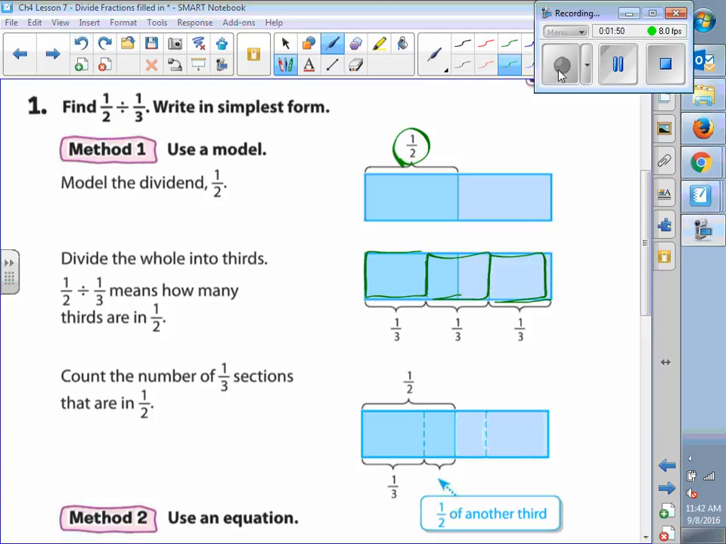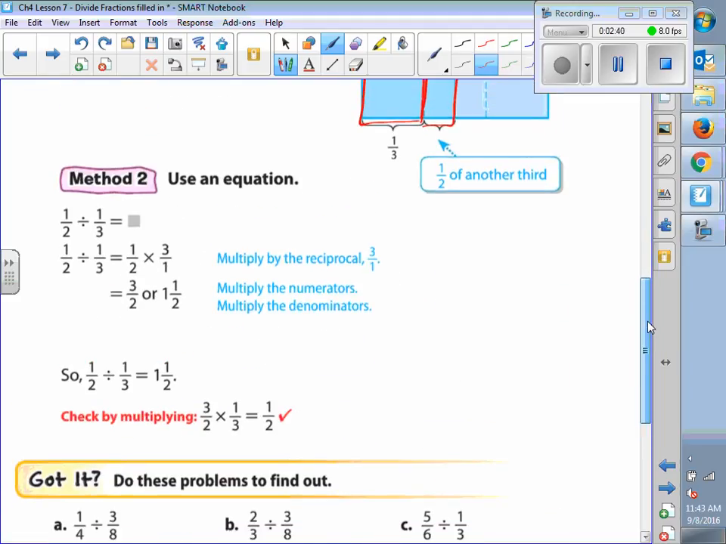So we are going to divide the whole picture, the whole whole, into thirds. So there's 1/3, there's another third, and there's another third. Now the question is, how many thirds are in half? So how many thirds are right there? There's 1/3 right there. And then here is another third right here, but there's half of the third, right? So there's 1 and 1/2 thirds, right? Yeah. Woo. All right, now let's take a look at using the equation.